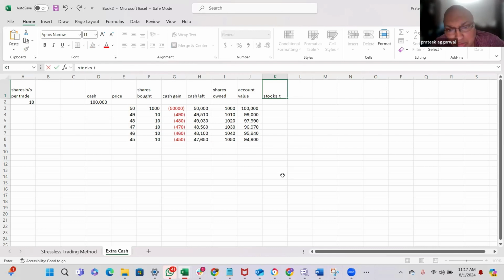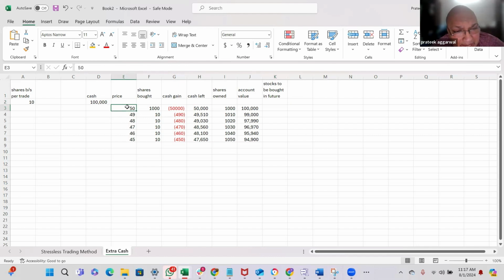Stocks to be bought in future, right? So when the price is 50, and since I'm buying every time the price drops by $1, there'll be essentially 50 trades I'll be placing in the future, and each trade will get me to own 10 more shares.